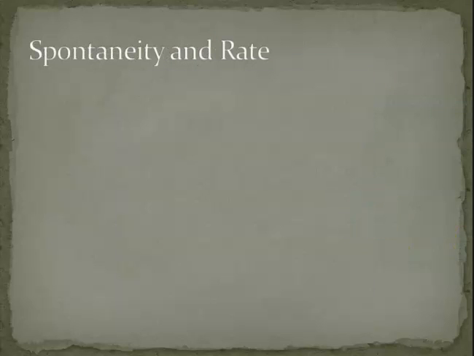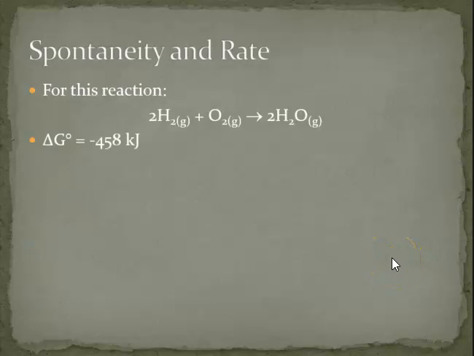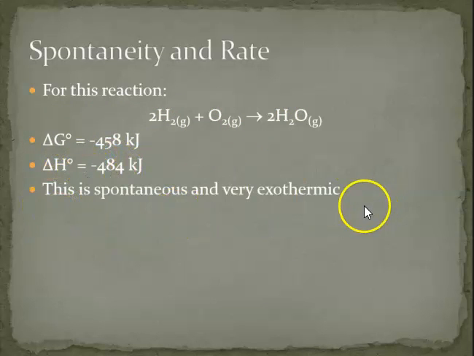All right, keep on going here. I think this is probably the last slide I'll do on this one. So, spontaneity and rate. We talked about spontaneous reactions back in the last chapter. If I have hydrogen and oxygen making water, delta G is negative 458 kilojoules. So what does delta G tell us? That tells us if it's spontaneous or not. And how do we know if it's spontaneous? Just the sign. Negative delta G says this is spontaneous. And it's also really exothermic. So it's spontaneous and really exothermic.